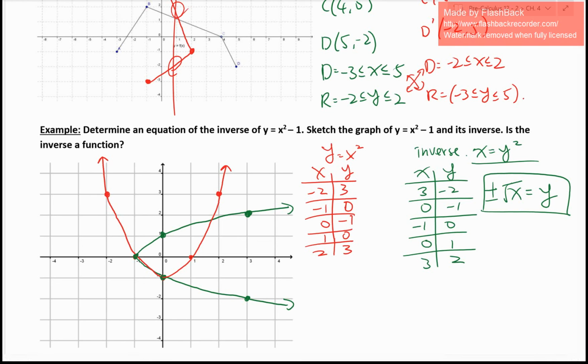And if you think about this, this makes sense because this is actually two different functions. One is over here on the top portion, the root x, and this is the negative root x portion of the graph. Okay, so is this a function? This is not a function. This is actually, in fact, two different functions. So the inverse is not a function.